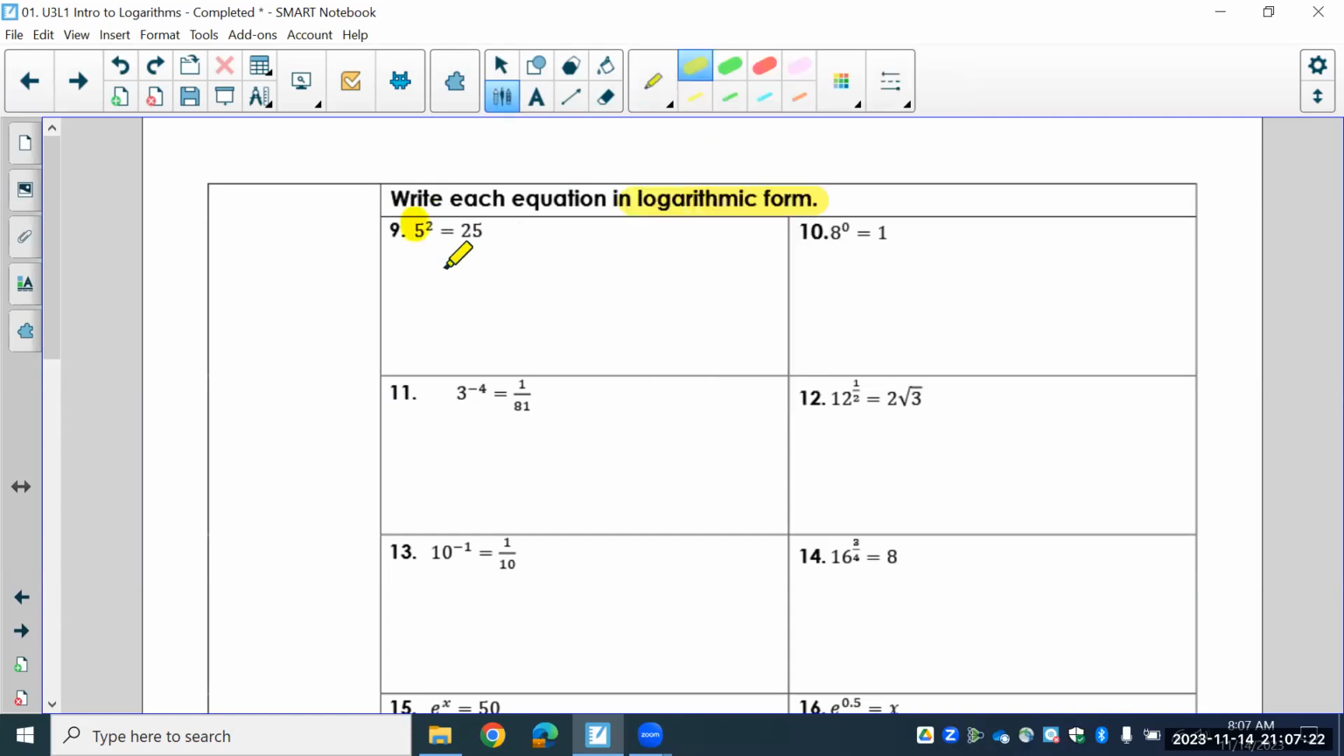be this number. This will be log base 5. This will be log base 8. This will be log base 3. This will be log base 12. This will be log base 16. So let's take a look at how this works.